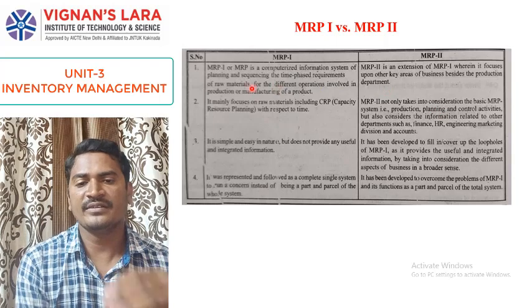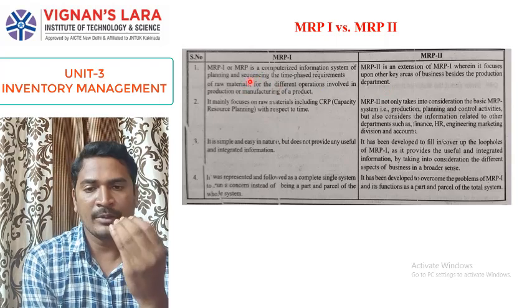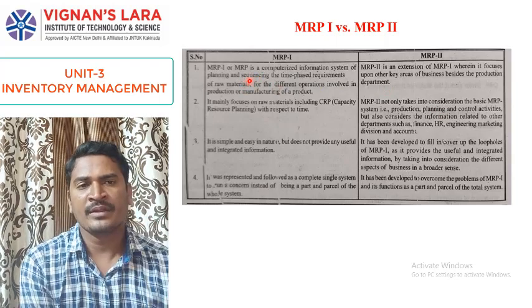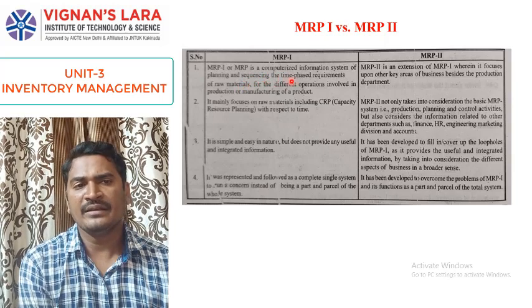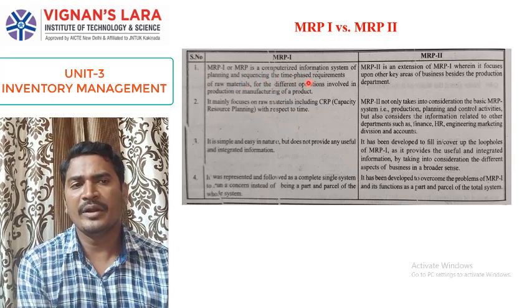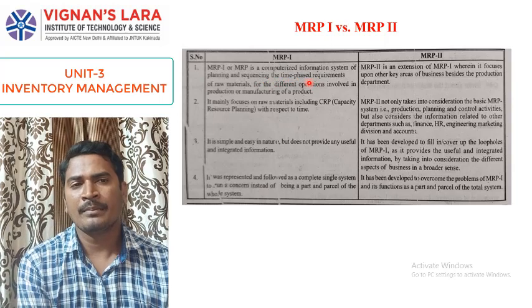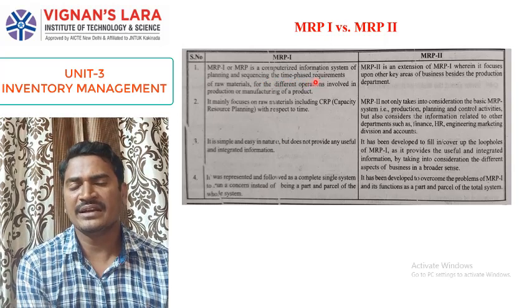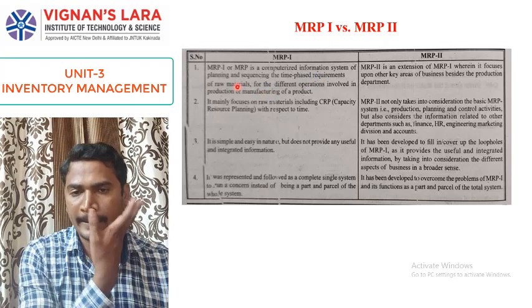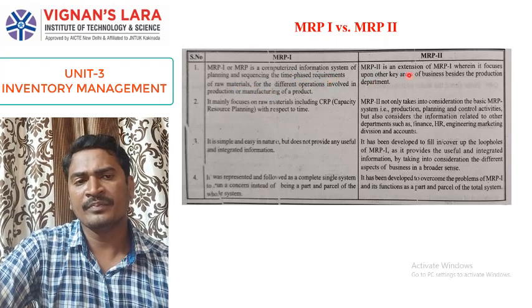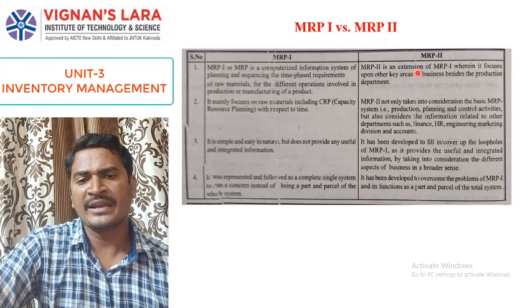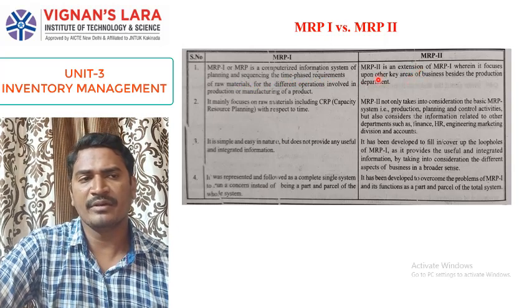Next, coming to the differences between material requirement planning and manufacturing resource planning. First, coming to material requirement planning. Material requirement planning is a computerized information system of planning and sequencing the time-based requirements. Here we are maintaining some information system about planning and sequencing the time-based requirements.